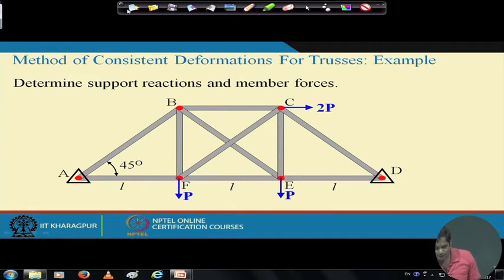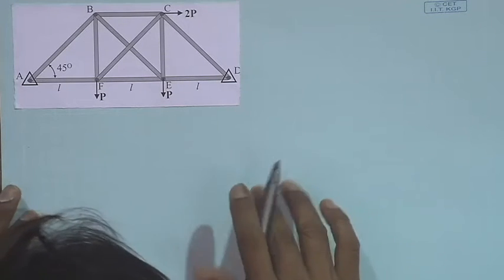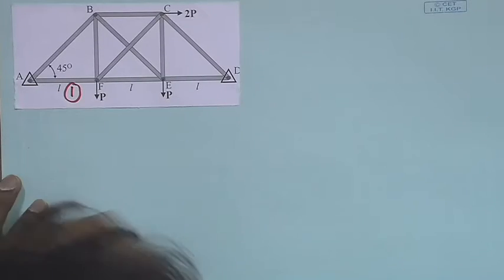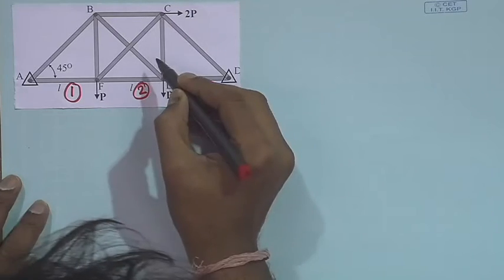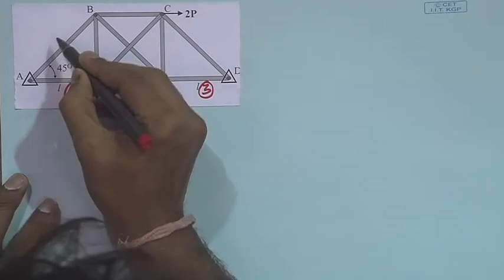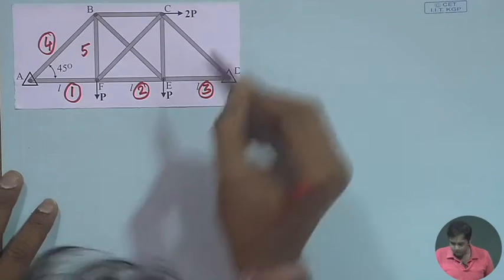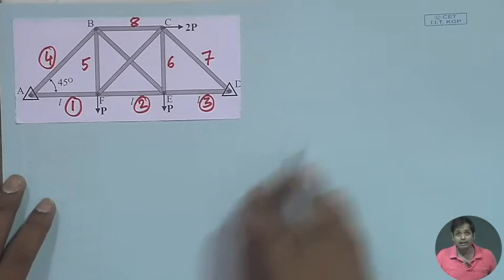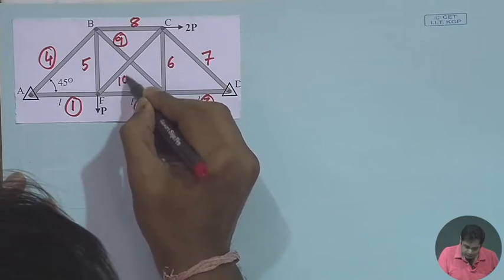So, let us see, this is the example we have. Just in order to identify the members, let us give some numbers to them. This is 1 and then this is 2, this is 3, then finally this is 4, this is 5, this is 6, 7, 8, and then this is 9, and then this is 10.